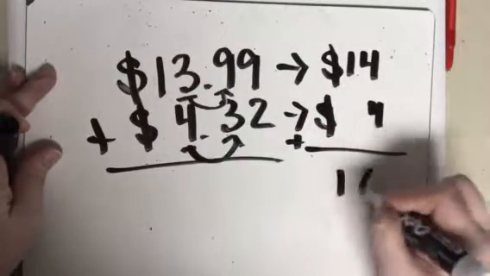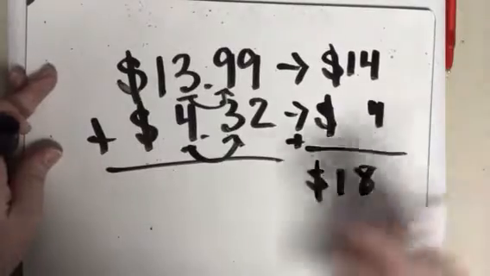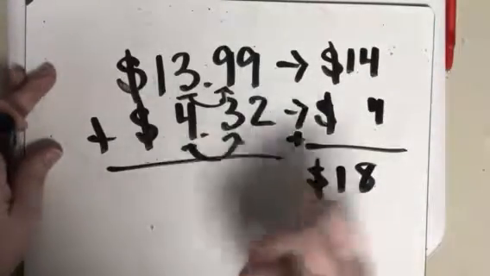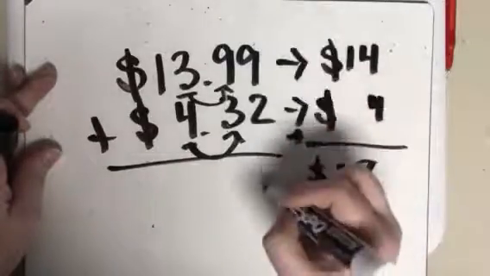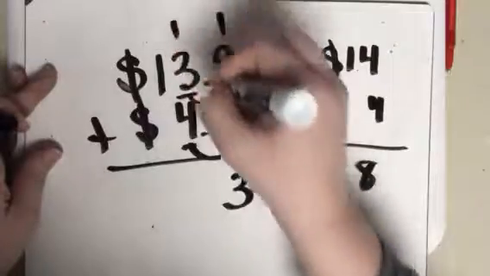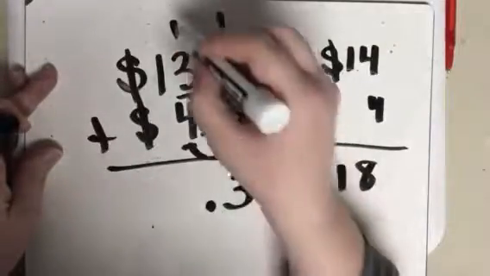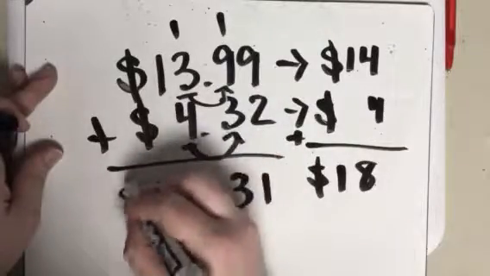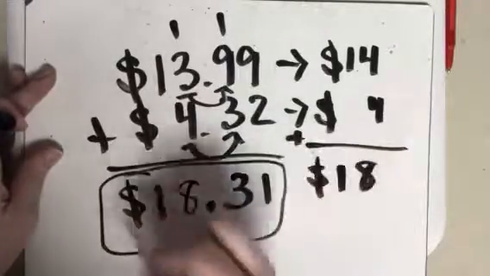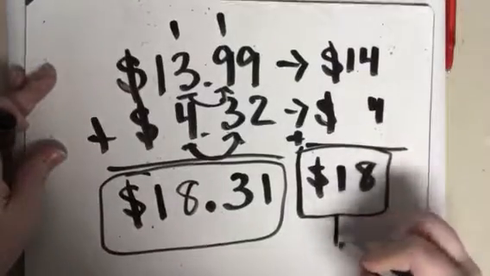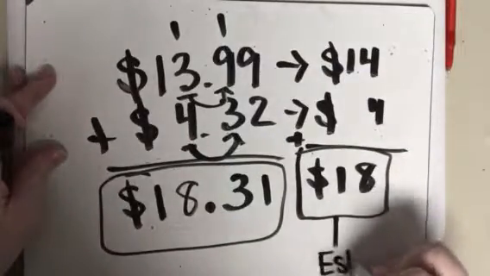Estimating, we've got 18. But in this direction, it said to estimate and to find the exact. So I also need to find the exact. 9 plus 2 is 11. 1 plus 9 plus 3 is 13. Drop down your decimal point. 1 plus 3 plus 4 is 8. And 1. So $18.31 is the exact, and $18 is my estimate. You might even choose to label these.